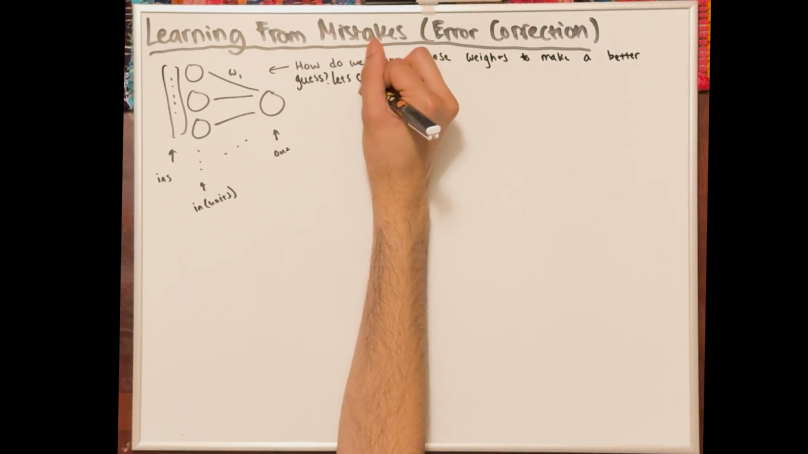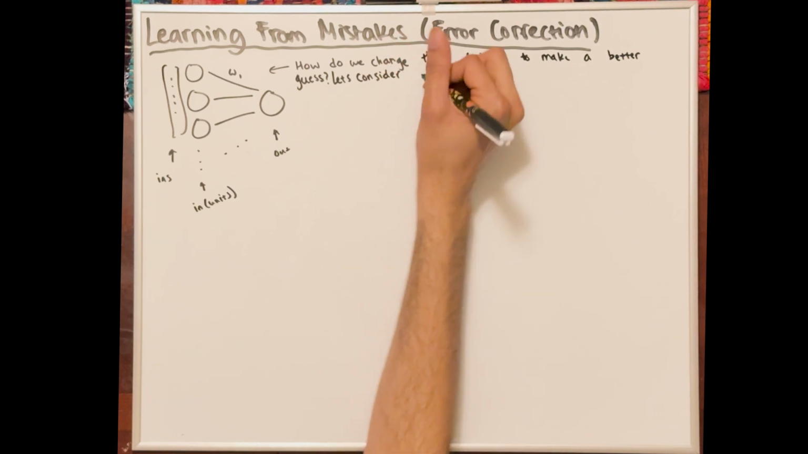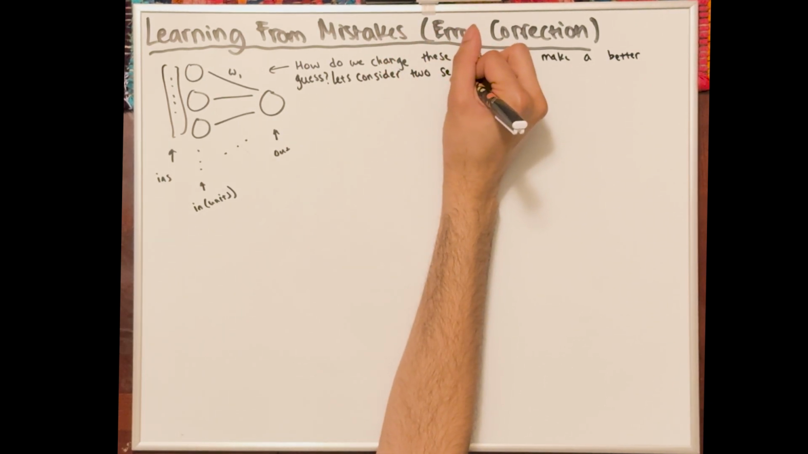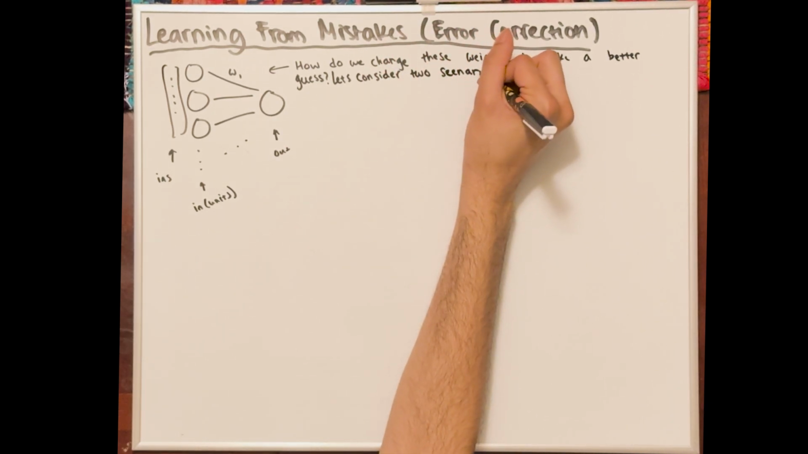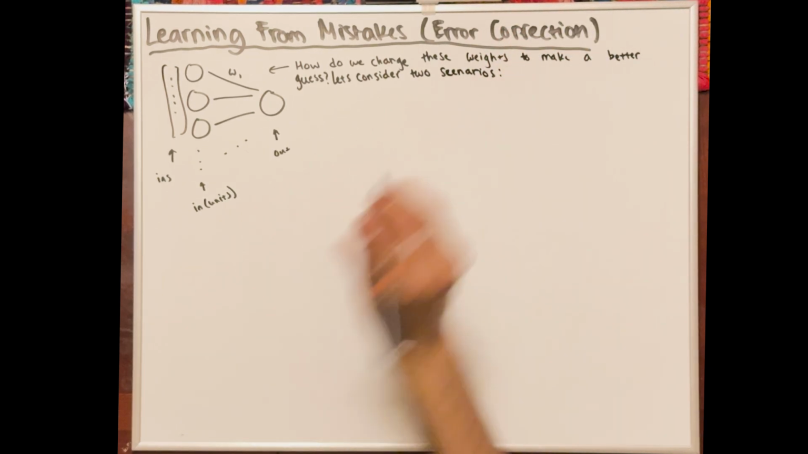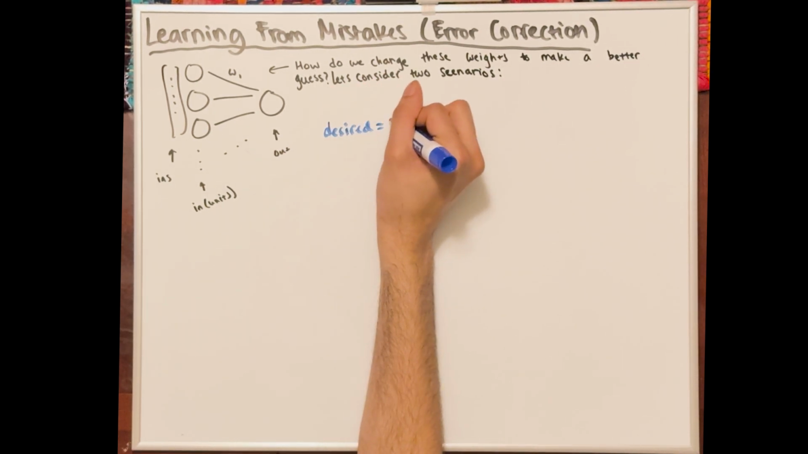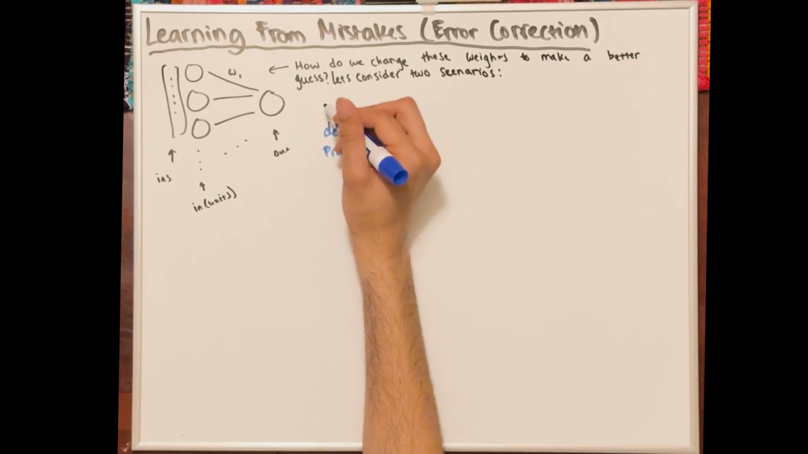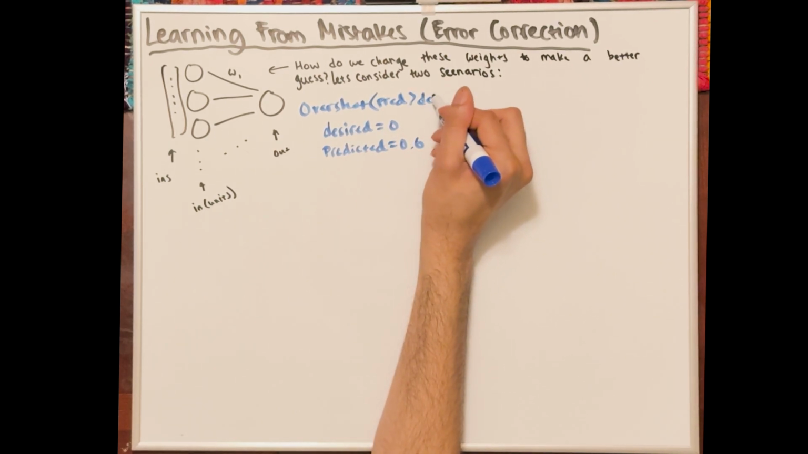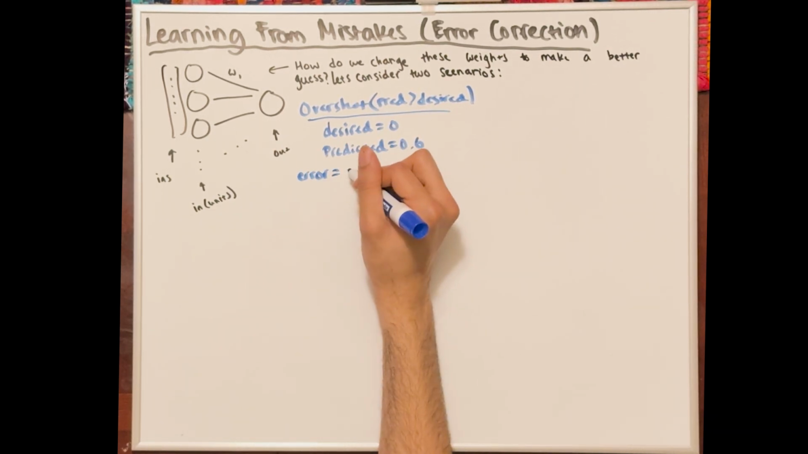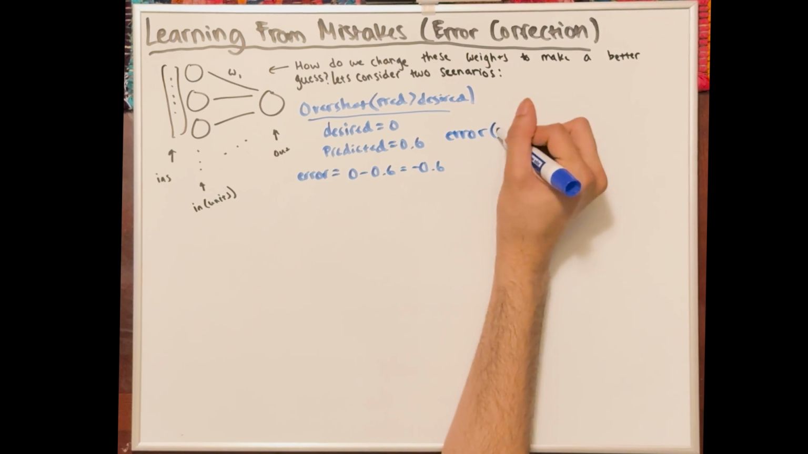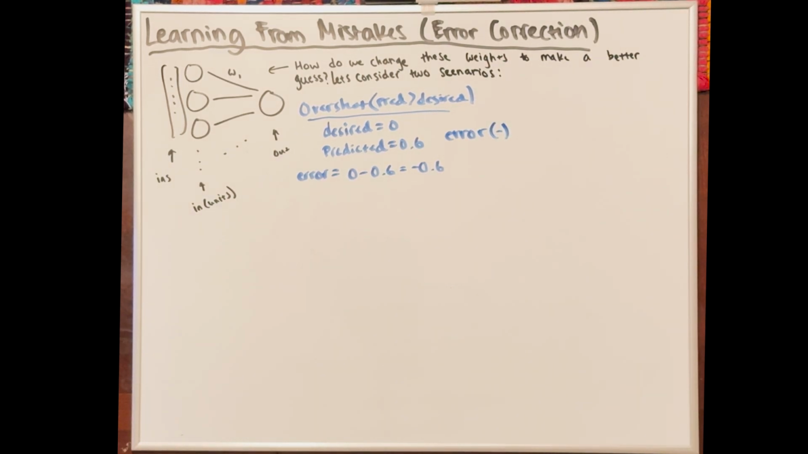To think about this, let's consider 2 scenarios. I forgot to write this down on the whiteboard until later, but we calculate the error as the desired value minus the predicted value, and this becomes clear why later. Consider the case in which the desired value is 0 and our network predicts 0.6. The network overshoots its guess. The predicted value is greater than the expected value. When we compute the error, it will be negative.